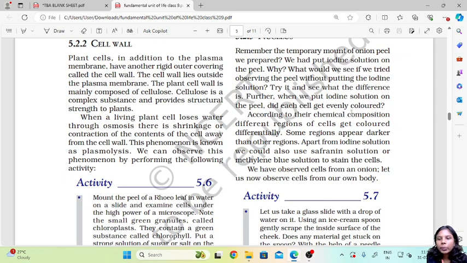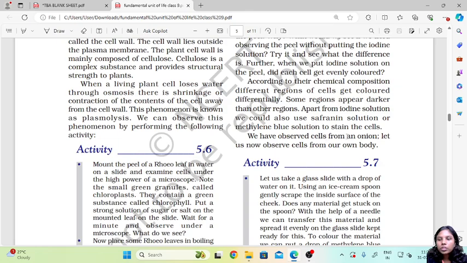According to their chemical composition, different regions of a cell get colored differently. Some regions appear darker than the others. Apart from iodine solution, we could also use safranin solution or methylene blue solution to stain these cells. The intensity of the color varied depending on what kind of chemical is present in which part of the cell. So different regions had different chemical composition, and depending on that, some regions appeared darker or got stained more, and some appeared lighter or got stained less.